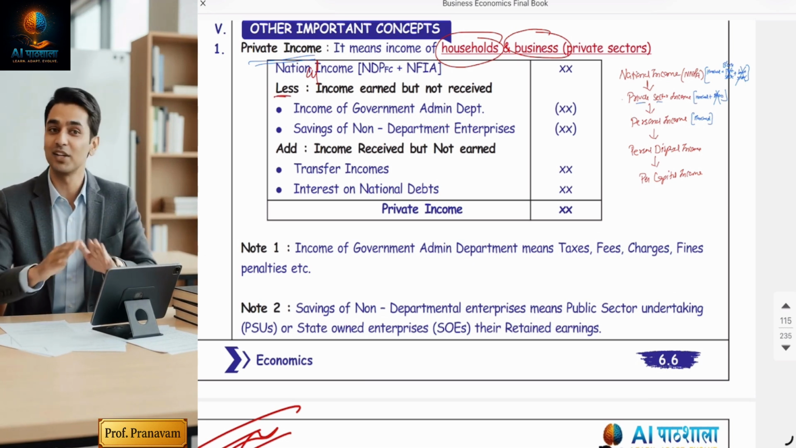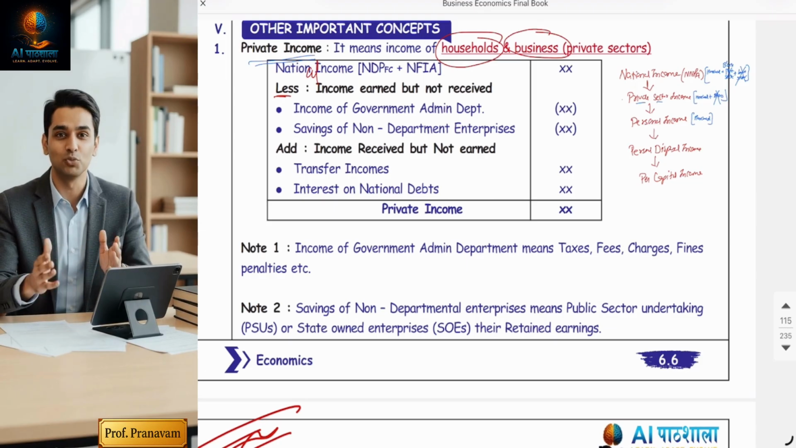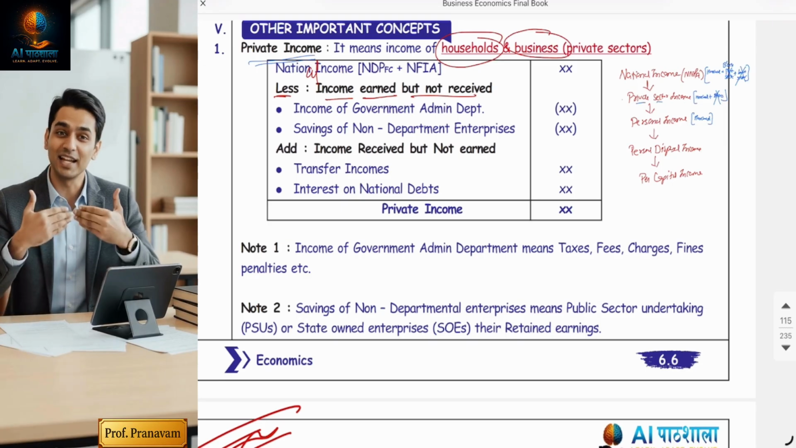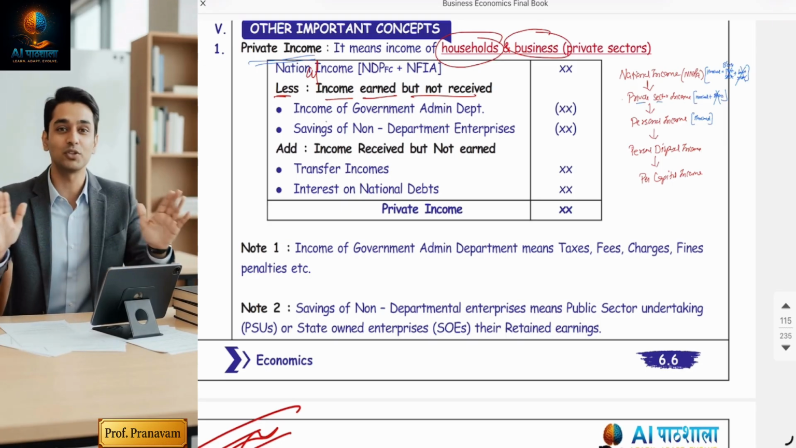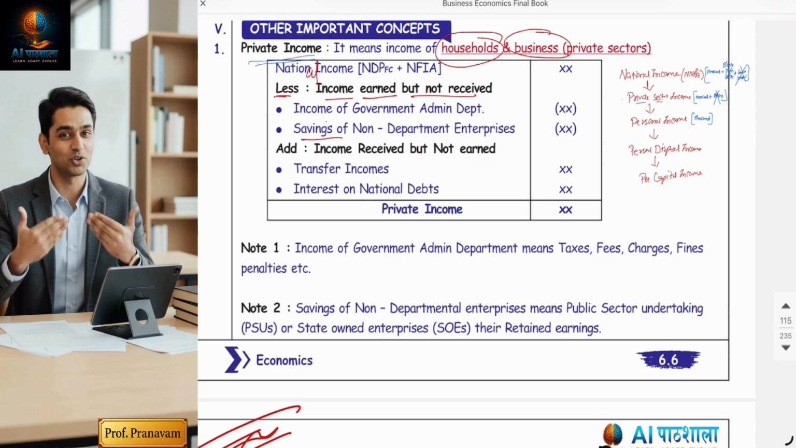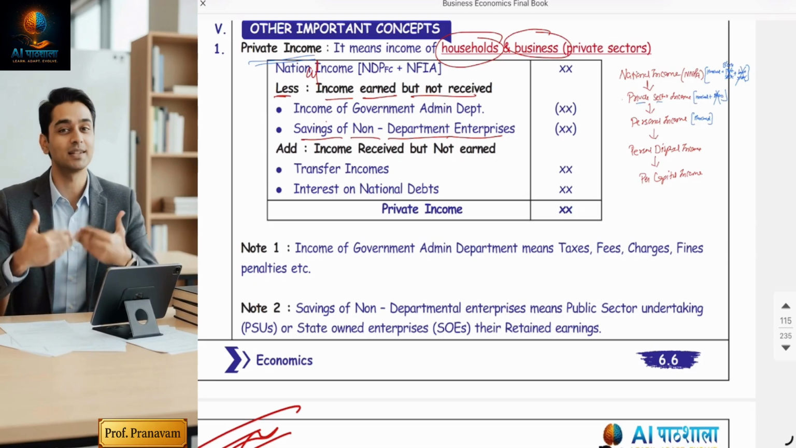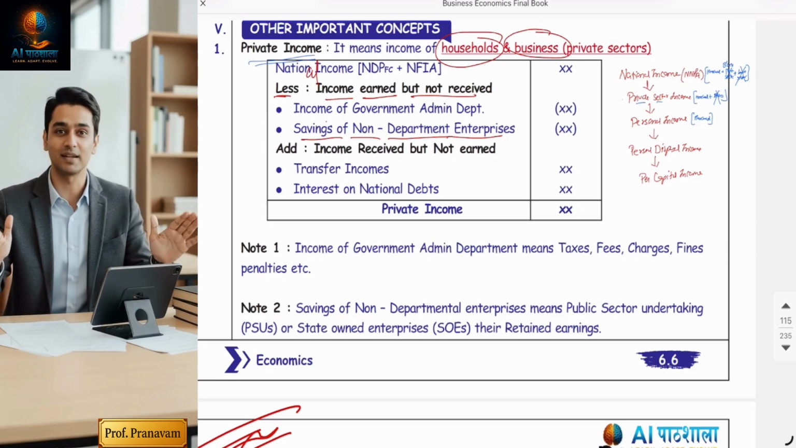Less remove government's income, because in national income, government's income is there. So income earned but not received. That is income of government administrative departments, which you have to reduce, and savings of non-departmental enterprises also you have to reduce. Now, by reducing this, only private sector income and household income will be remaining, right?